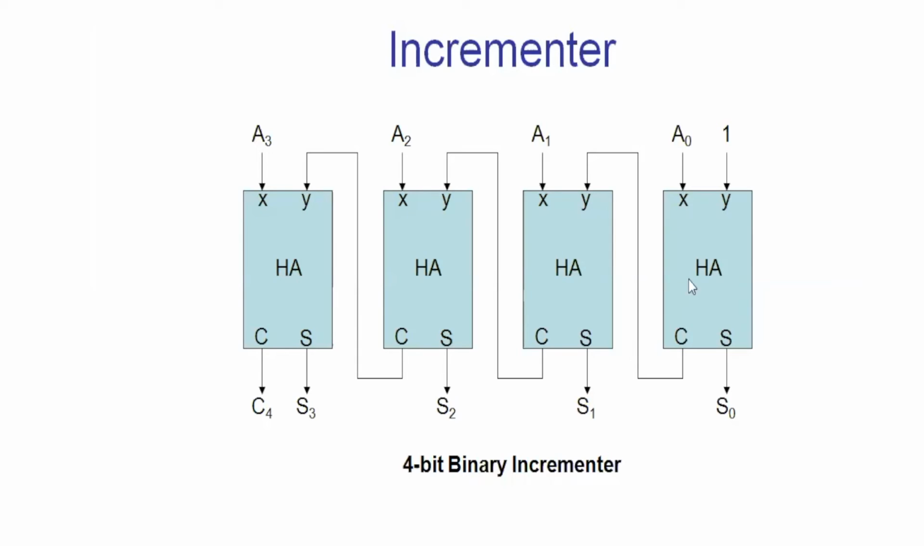The next inputs for the half adders are 1 for the 0th half adder, and the carry will be forwarded to the next half adder. Here C4, if there is a carry produced from the final half adder, will act as an end carry if it is the final stage, or as an output carry if it is an intermediate stage.